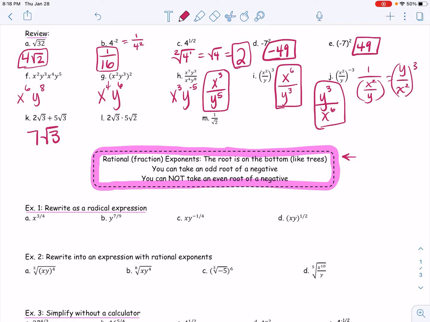So this would then be 2 times 5 is 10. Radical 3 times radical 2 is radical 6. Final answer. And then I have 1 over radical 2.